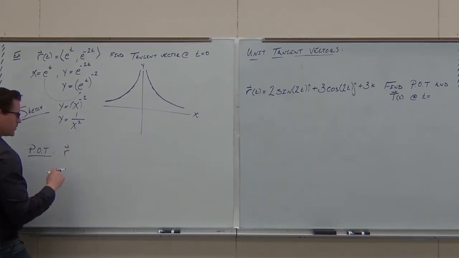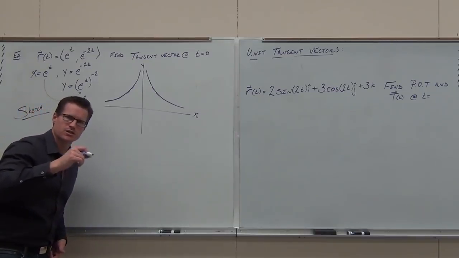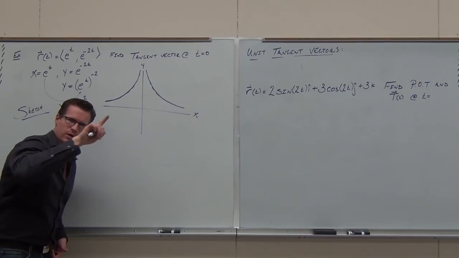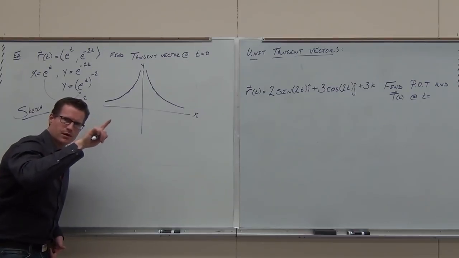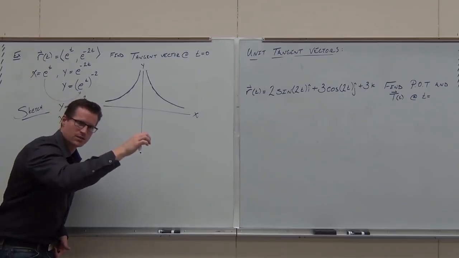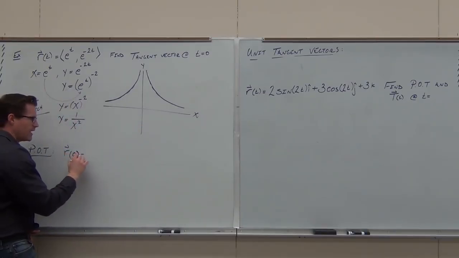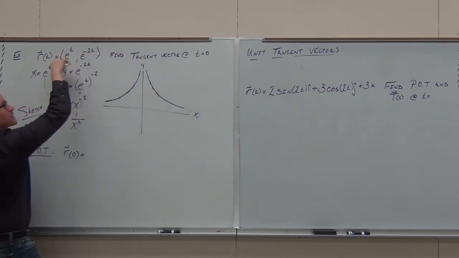Everybody, real quick, how do you find the point of tangency? What do you do? Plug in 0. Plug it into where? The vector function is going to give you a vector that gives you terminal points which are on the graph. If it's giving you terminal points on the graph, and I want the tangent vector at that point, that's called the point of tangency. So plug in the value of t to your vector function.